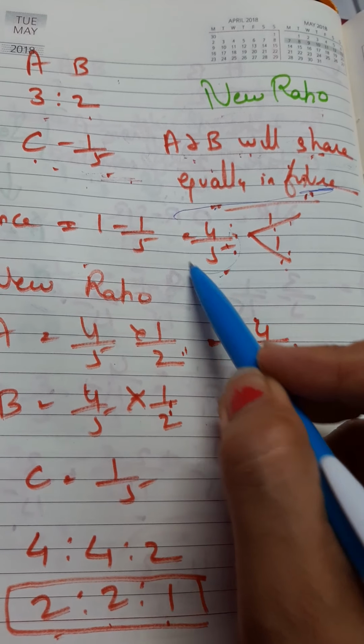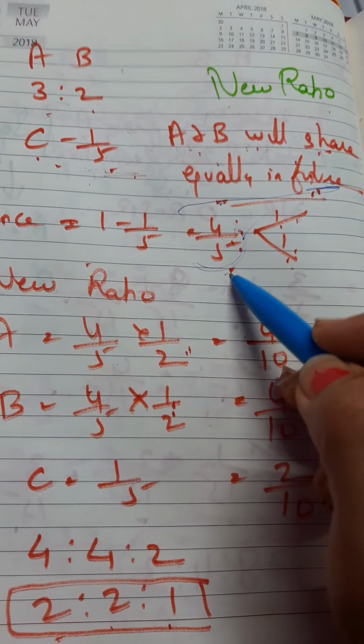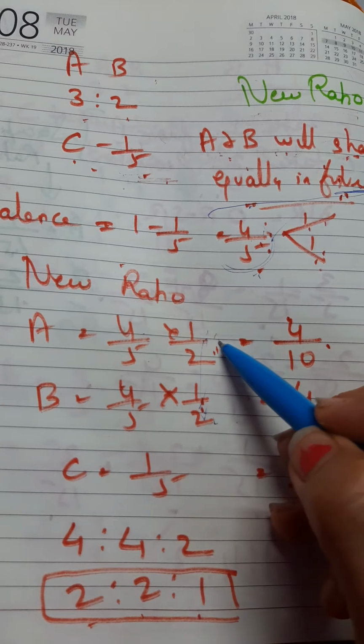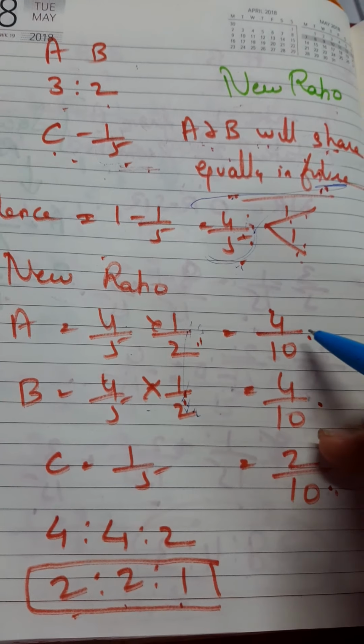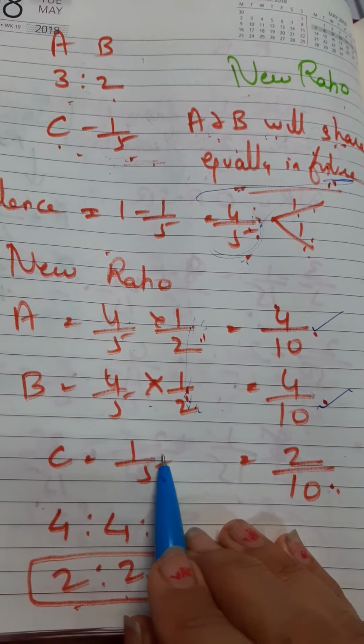Now this 4/5 is to be shared equally by A and B. So this 4/5 will be divided into equal terms. That is 4/5 into half, 4/5 into half. So A's new ratio will be 4/10, B's new ratio will be 4/10, C's new ratio was 1/5.